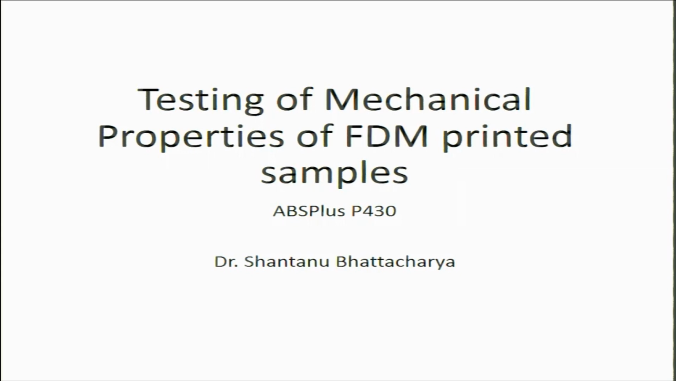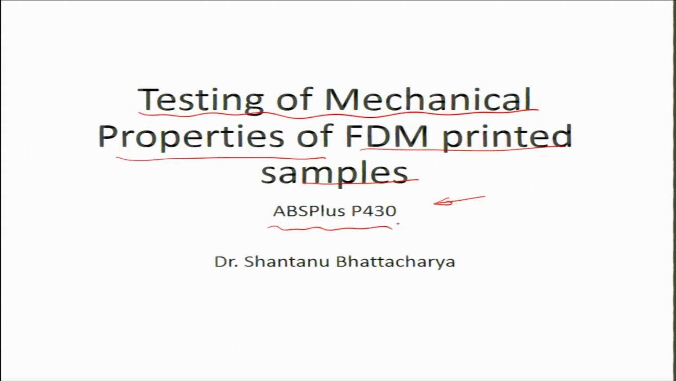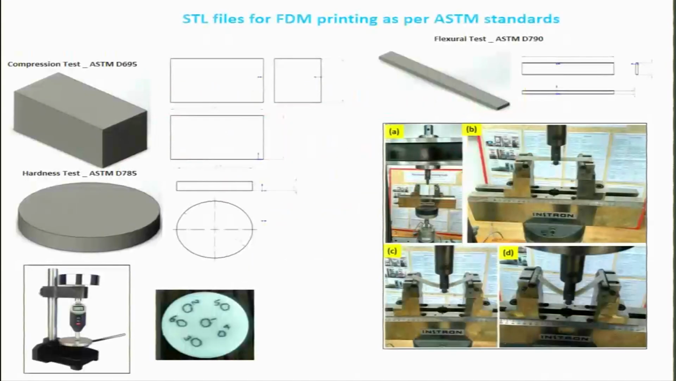So I would like to just take you through some aspects of FDM printed samples and some properties. These are just some reference slides, to give you an idea of how you can mechanically test some of these samples for ultimate yield strength. The samples were printed using a variety of polymers. One of them was of course ABS plus P430 grade.